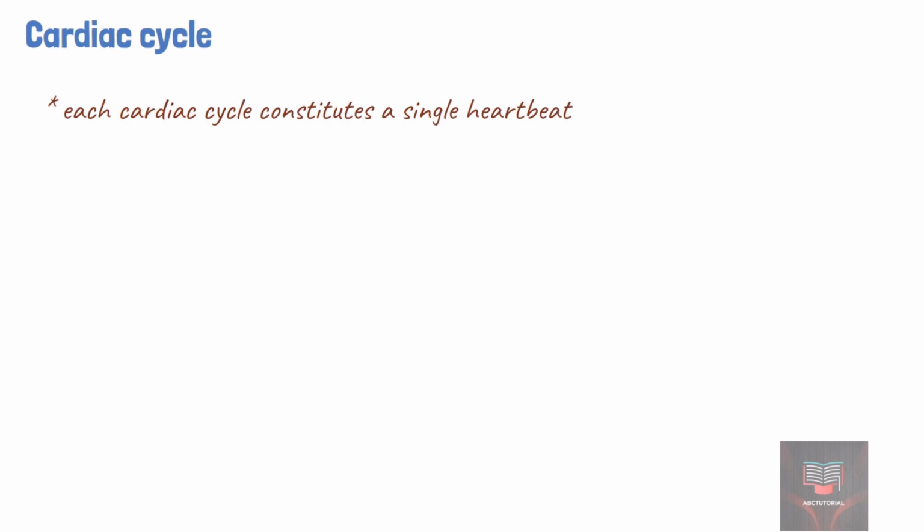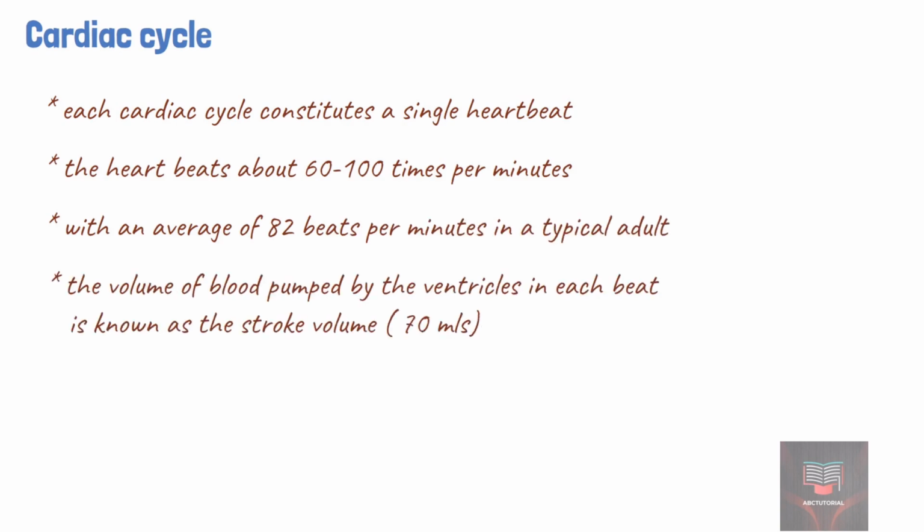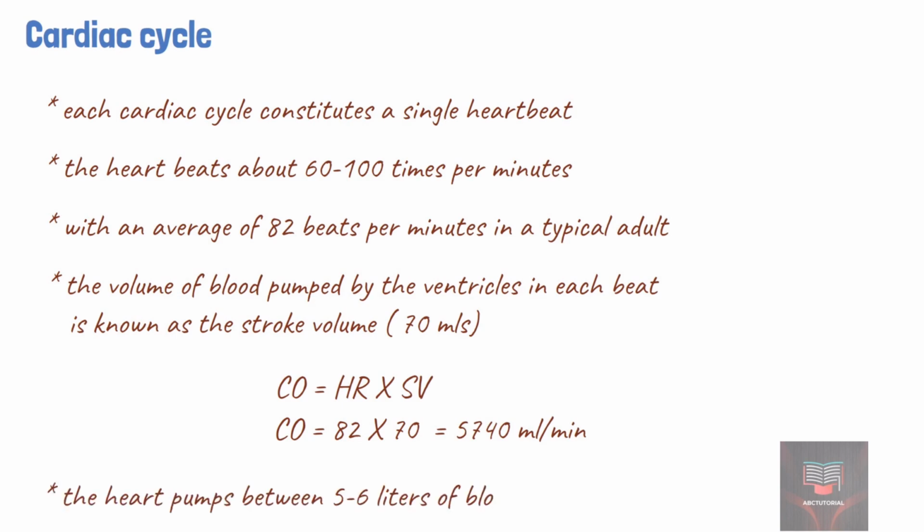In a minute, the heart beats about 60 to 100 times, with an average of 82 beats in a typical adult. The volume of blood pumped by the ventricles in each beat is known as the stroke volume, and is about 70 milliliters. Cardiac output is a factor of the stroke volume and the heart rate. Thus, in an average adult, the cardiac output is 82 multiplied by 70, which is 5,740 milliliters per minute. Thus, the heart pumps between 5 to 6 liters of blood per minute in an average adult.